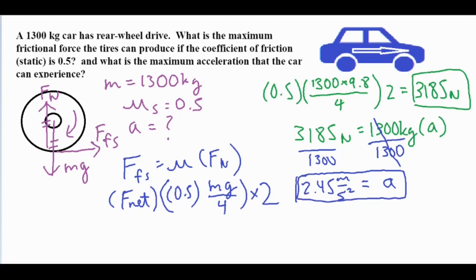All right, so we got the two things we were looking for. We found the amount of net force provided from friction. So we found the maximum frictional force. That was the first thing we're looking for. And that maximum frictional force was set equal to m times a. So using Newton's second law, we divided both sides by the 1,300 kilograms, and we found an acceleration of 2.45 meters per second squared.